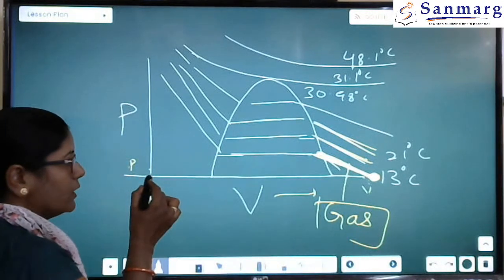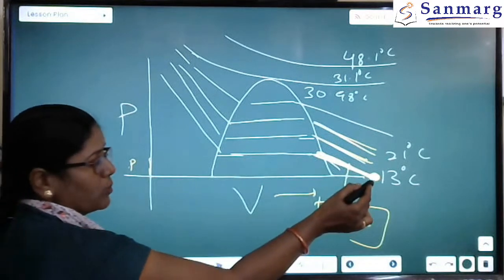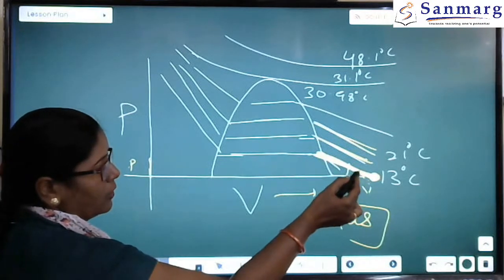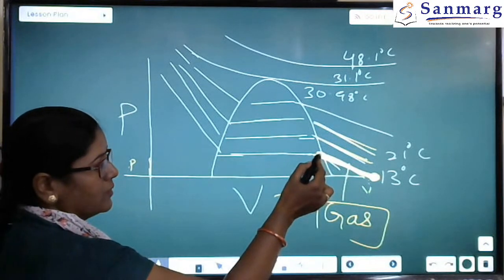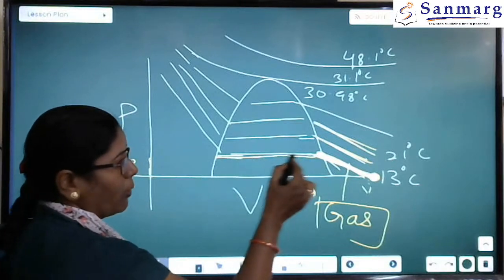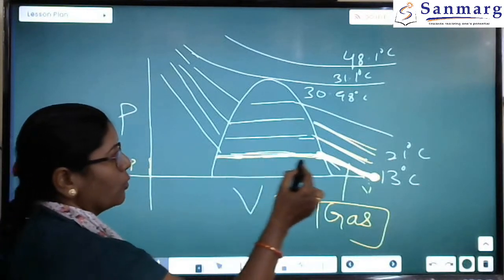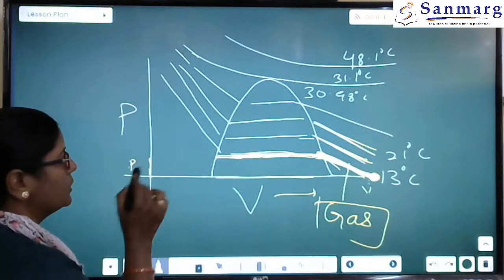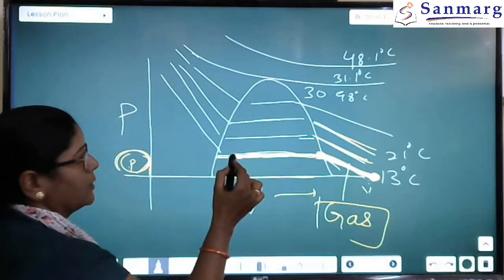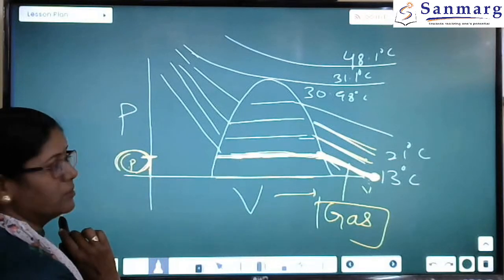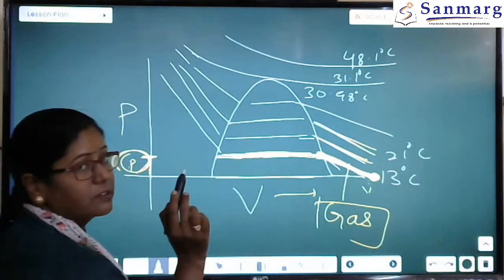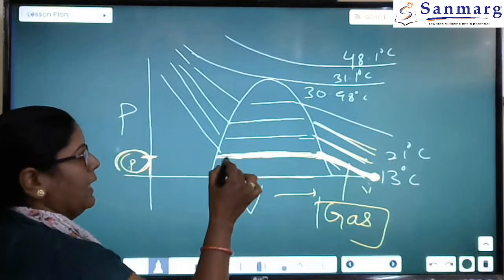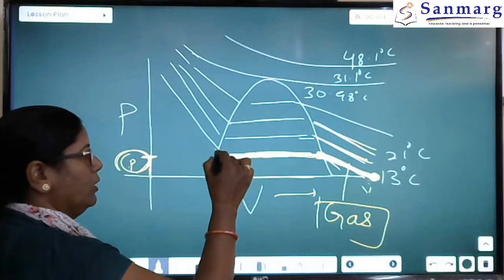Okay, as we increase pressure, volume decreases. Yes, as we increase pressure, volume decreases. Then at a certain point, volume goes on decreasing while pressure remains constant. Pressure stays the same. Volume keeps decreasing. Okay, and then later on volume decreases.